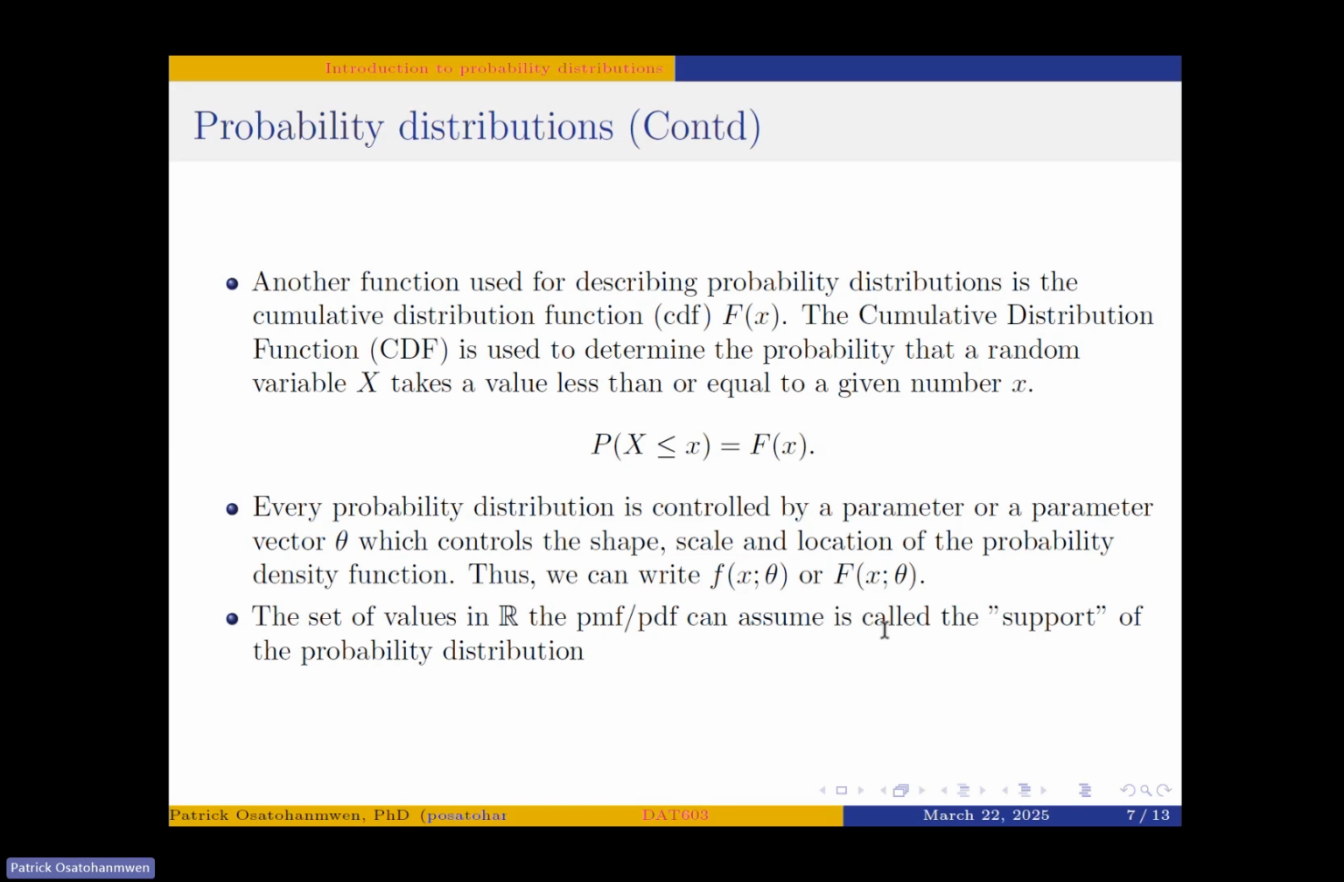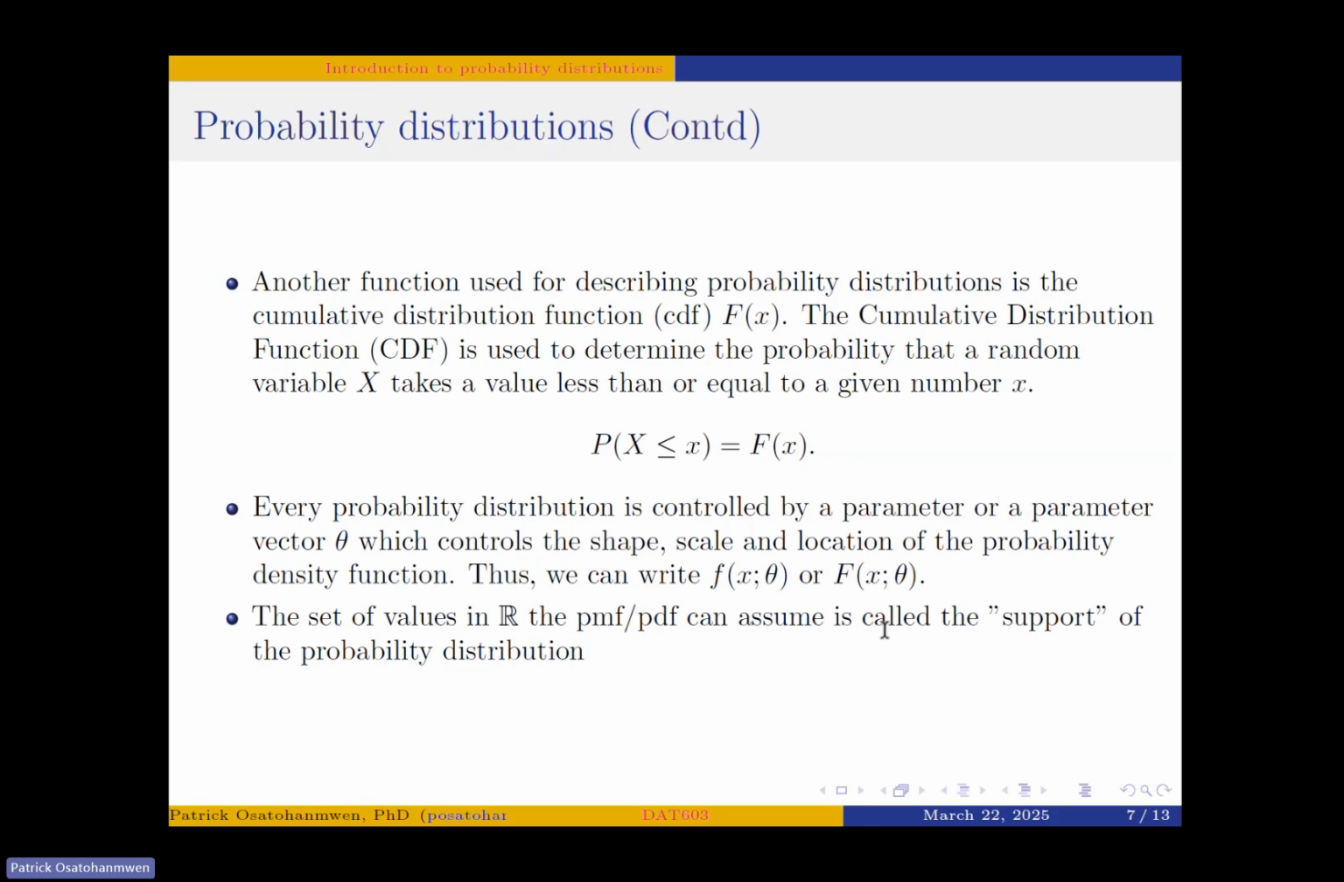This function is called the cumulative probability function. The short form of it is the CDF. So this is another function we use to describe probability distributions. Because if you are studying, it's very likely you're going to find it in the literature. You find stuff like PDFs, PMFs, then probably CDFs.